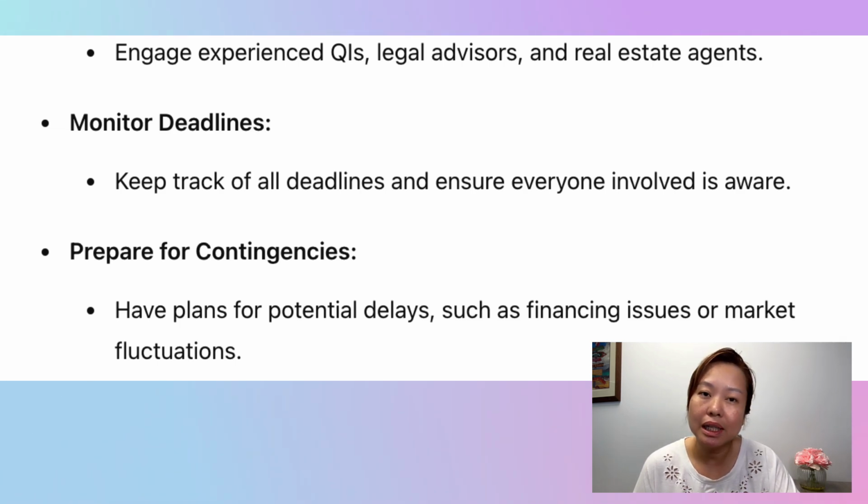The last but not least is to prepare for contingencies. So have a contingency plan in place for potential delays such as financing issues or market fluctuations. And maybe having an exit strategy also helps. Like what if your exchange failed, right? So what are you going to do with having two properties? Do you have a plan with that?